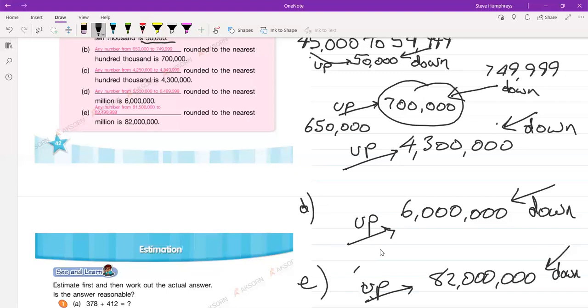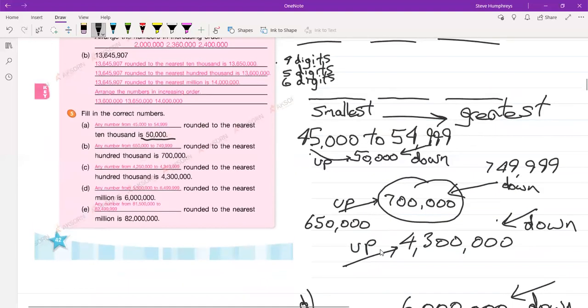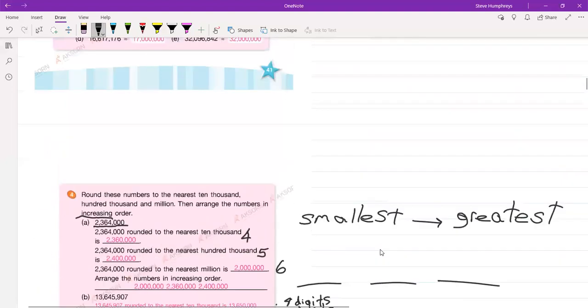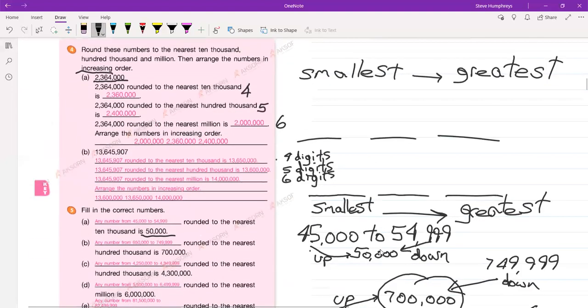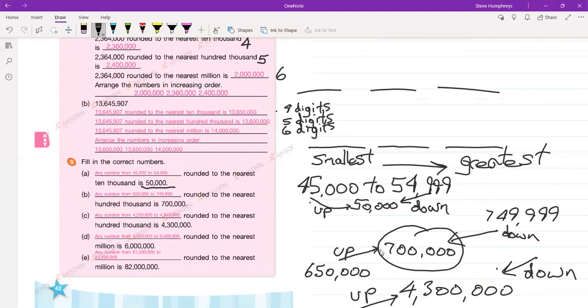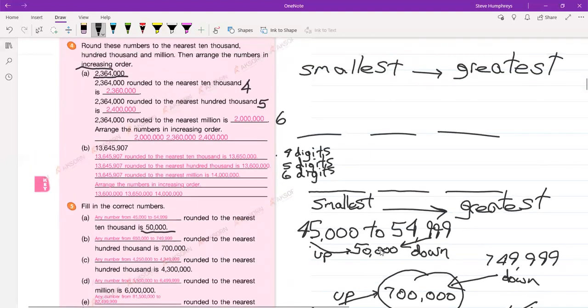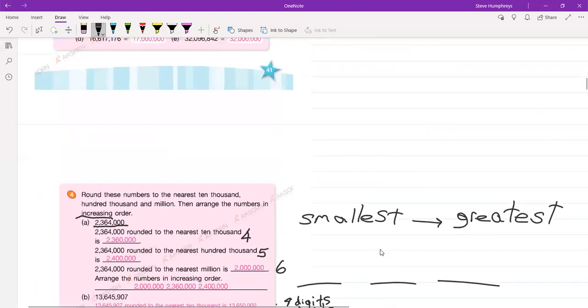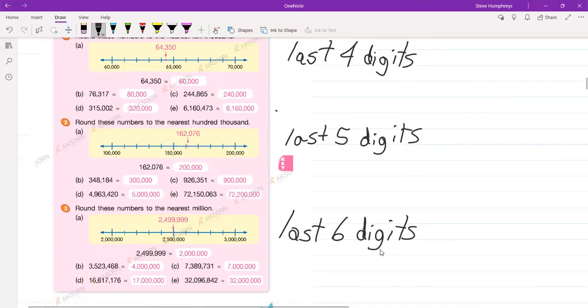Okay, students, well done. That's the end of the lesson. You've done very well. Rounding. We went into it quite in depth, and we've done lots of activities. So well done. Take a break.